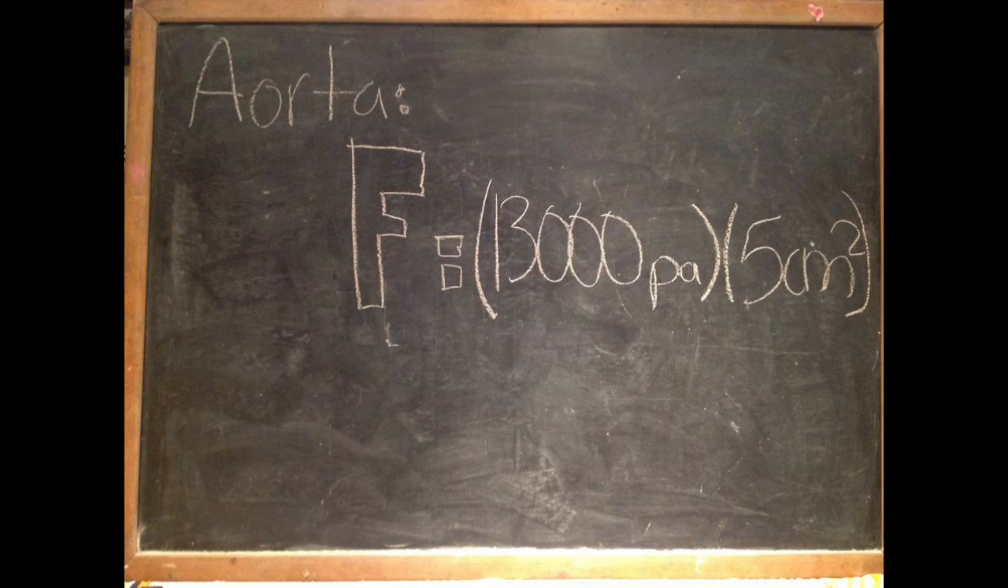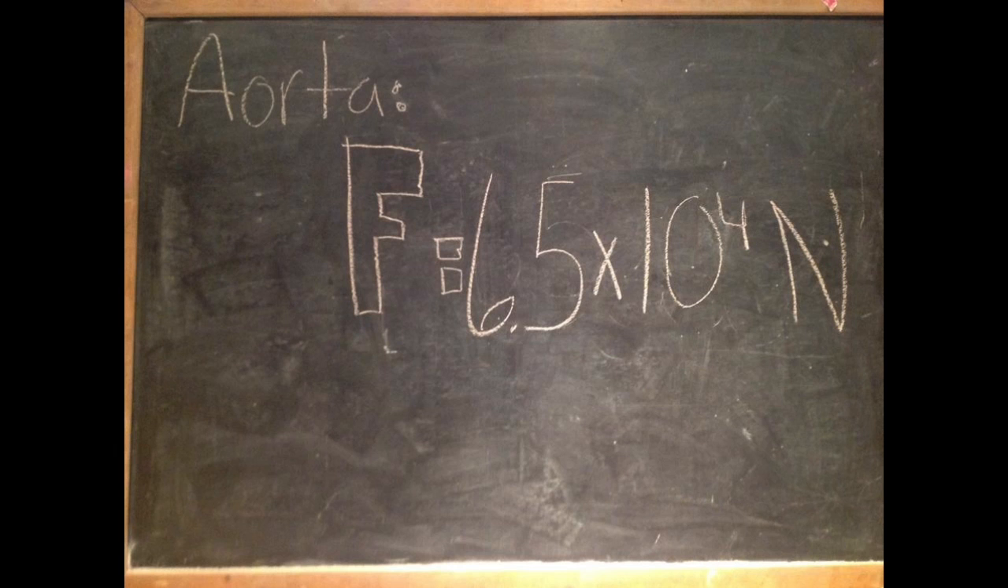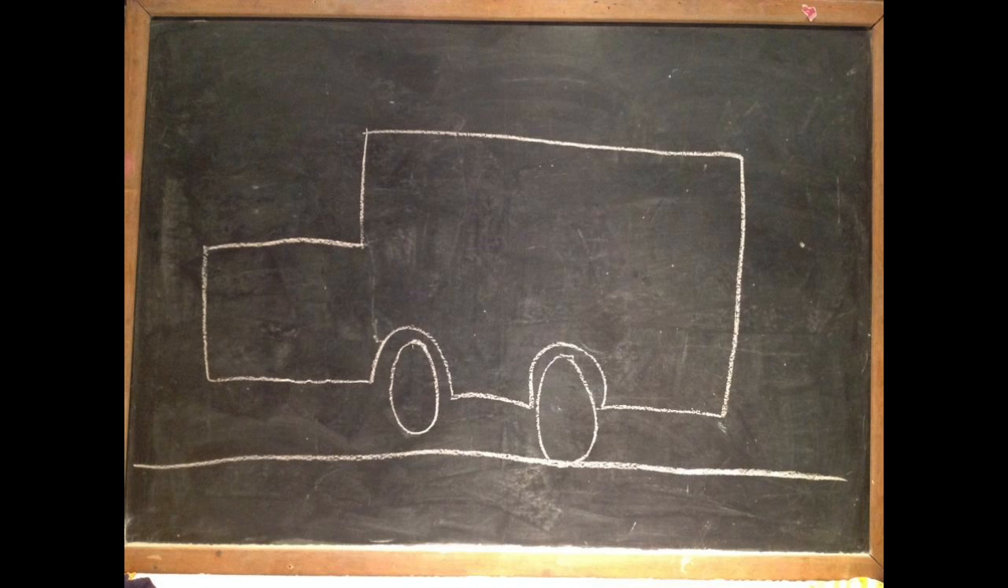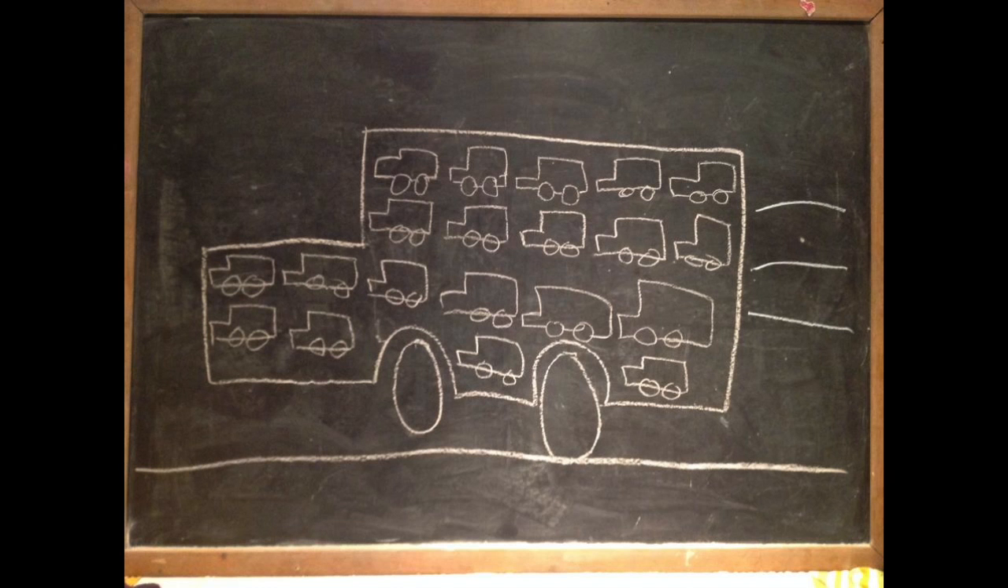So let's say we are solving for the force of blood in the aorta, where the pressure is 13,000 Pa and the area is 5 centimeters squared. Then the force is 6.5 times 10 to the power of 4. That's a lot of force. That's enough to push a car. That's enough to push a lot of cars.